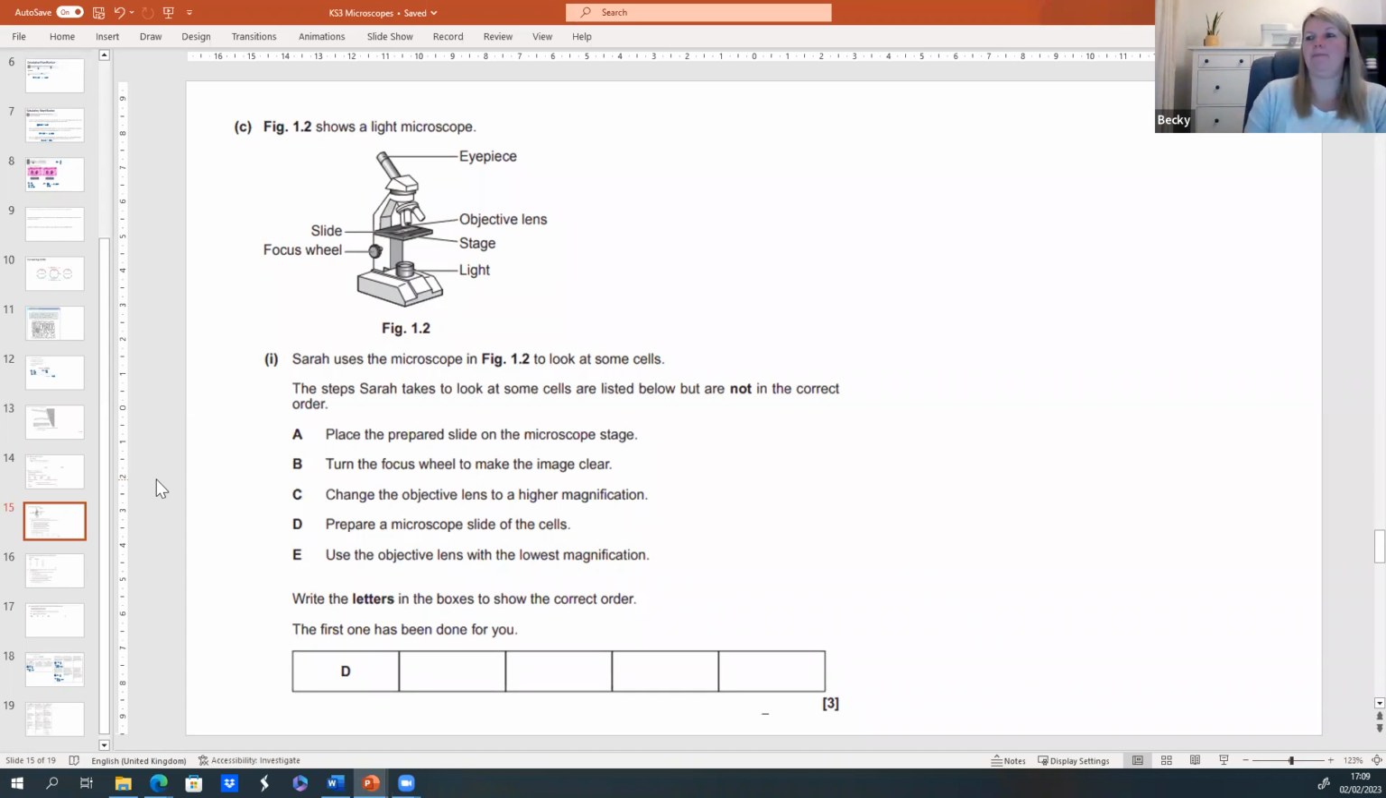Oh, brilliant. So D, prepare the microscope slide. It's done for us. Okay, then we're going to A, place the prepared slide on the microscope stage. Once we've put that on the stage, we're going to use the objective lens with the lowest magnification, so E, fabulous. Then we're going to turn the focus wheel, so B, turn the focus wheel to make the image clear. Once we've got a clear image, we can then change the objective lens to a higher magnification.